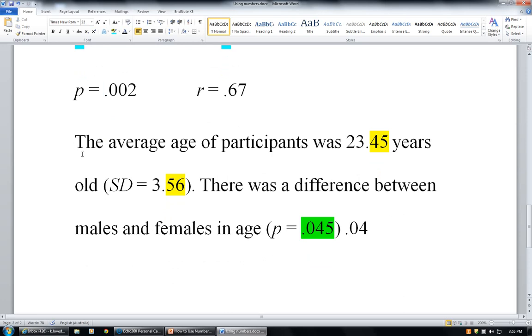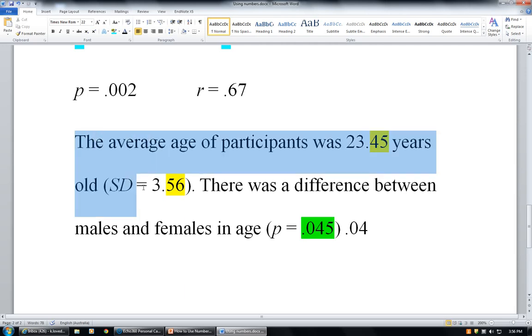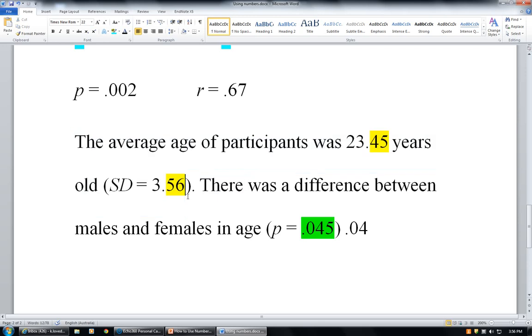Lastly, another point is how many decimal places to report statistics to. So here I've got the mean age of participants and the standard deviation, and I've reported them to 2 decimal places. Remember to round as well when reporting to 2 decimal places. So yeah, mean and standard deviation to 2 decimal places. And this is generally the case, but there are some instances where you might report a statistic to 1 or 3 decimal places depending on the statistic.